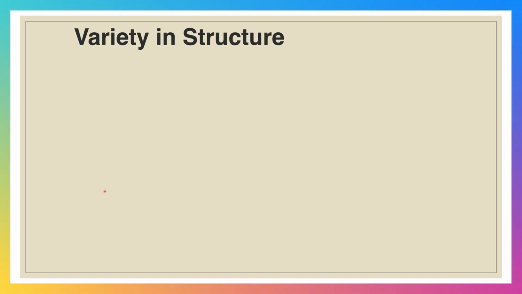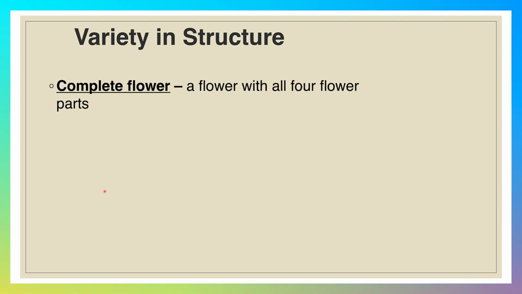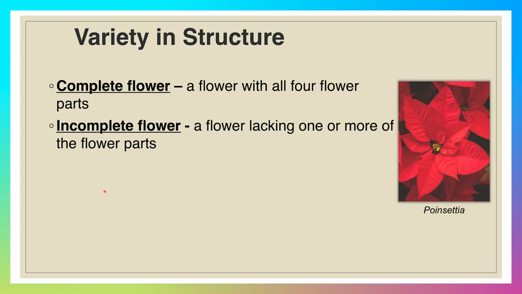There are some varieties that go with the structure of flowers. A complete flower is a flower that contains all four main flower parts, whereas an incomplete flower is only lacking in one or more of the flower parts. This poinsettia over here has what are called bracts. These red things that people think are flowers are not actually flower petals. They're actually called bracts. This is not actually a flower in the classical sense.